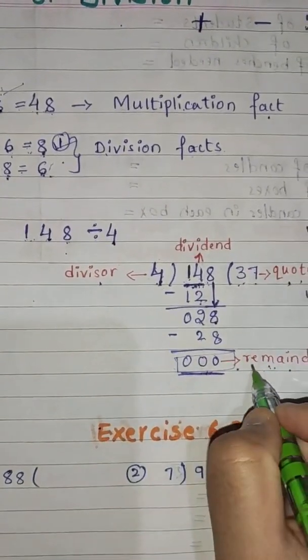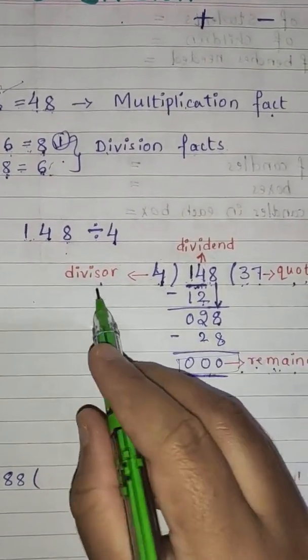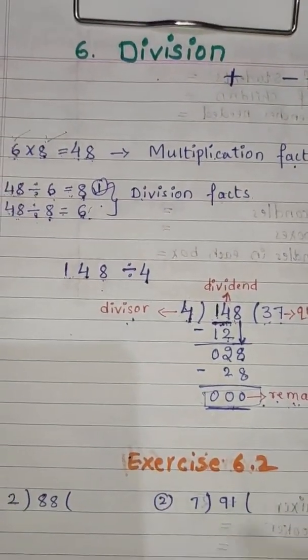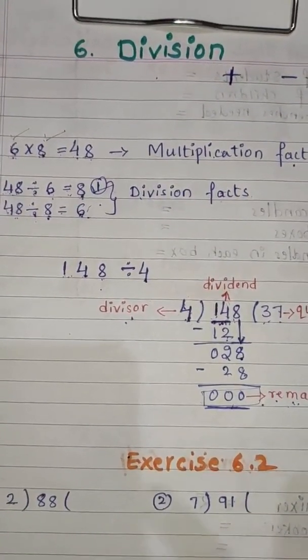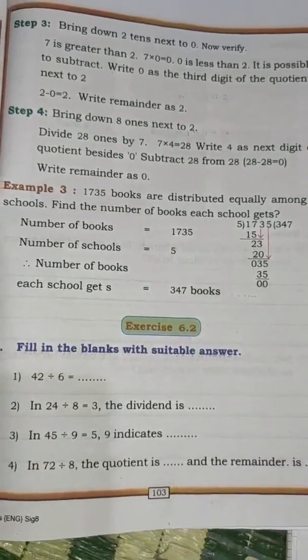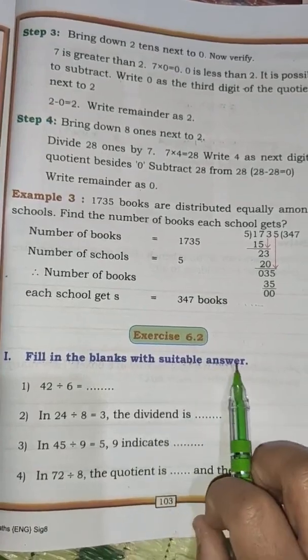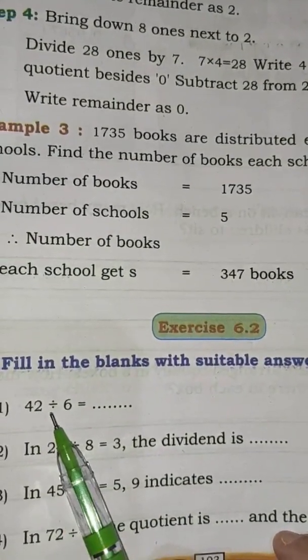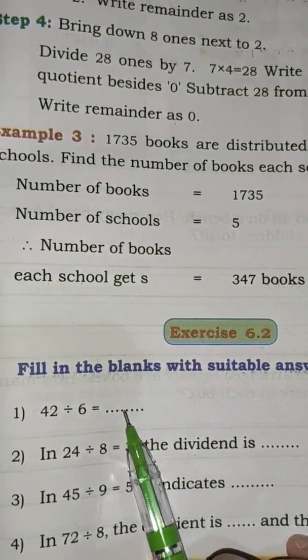Okay, so always this remainder is less than the divisor. Understood, children? So now come to the page number 103. Exercise 6.2. Fill in the blanks with suitable answer. Okay, so here 42 divided by 6 is equal to how much?